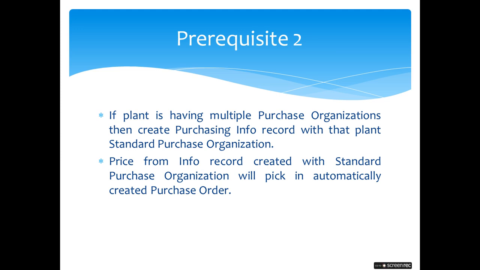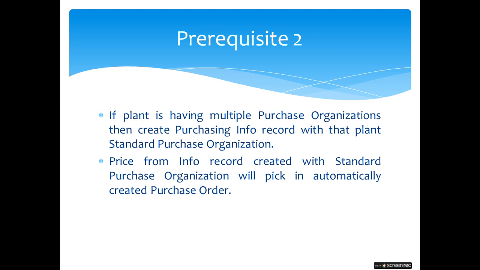Let's say there is a material A, and for that material A we created one info record with purchase organization A, and there is one more, the standard purchase organization, let's say purchase organization B. When this automatic PO gets created, the system checks whether there is any info record available for that material and vendor combination. If the system finds multiple info records, let's say one created with purchase organization A, which is not a standard purchase organization, and one more with purchase organization B, which is the standard purchase organization, then the system will pick the price from the info record created with the standard purchase organization. So this scenario we will check in our system.